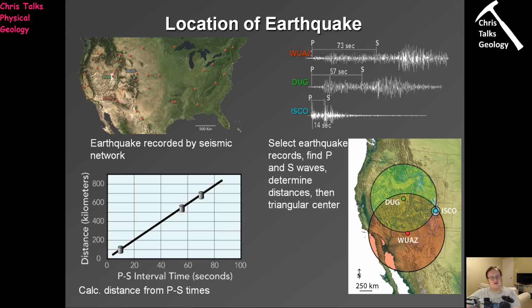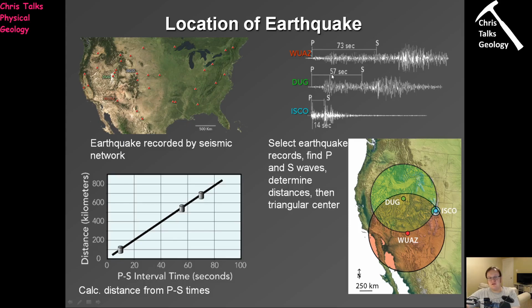And then finally, on the y-axis here, we have distance in kilometers. As long as we know the interval, we can come up till we hit the line and then come across, and that will give us the distance in kilometers for each PS interval. So what we have here is 73 seconds, 57 seconds, and 14 seconds. So 14 seconds is going to be down here. We're going to come up, come across, so around 100 kilometers.